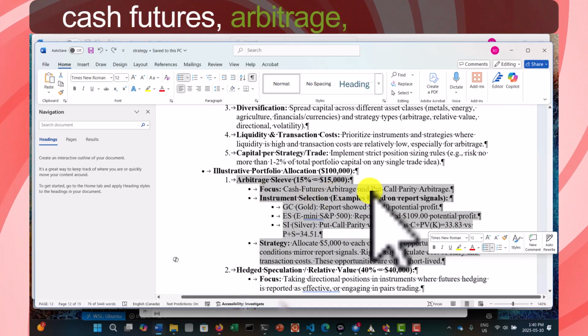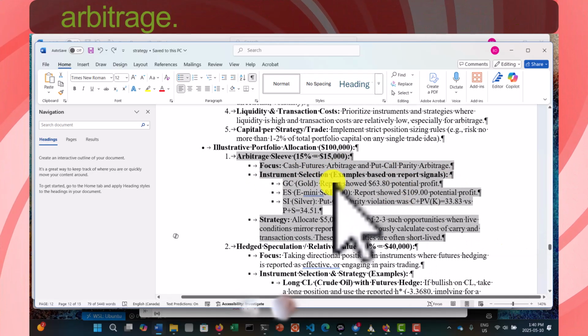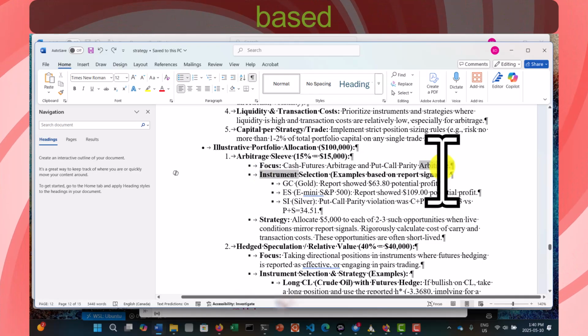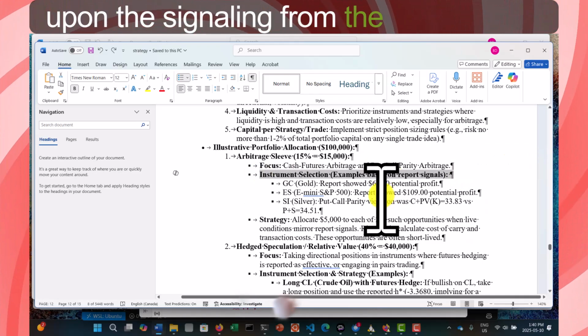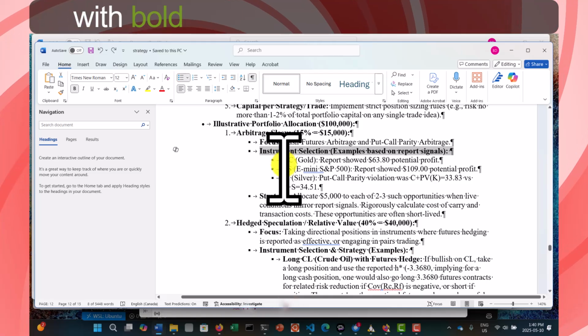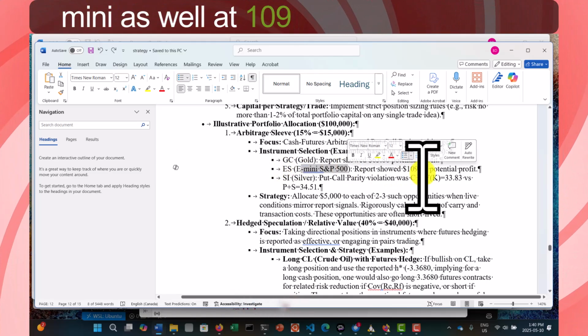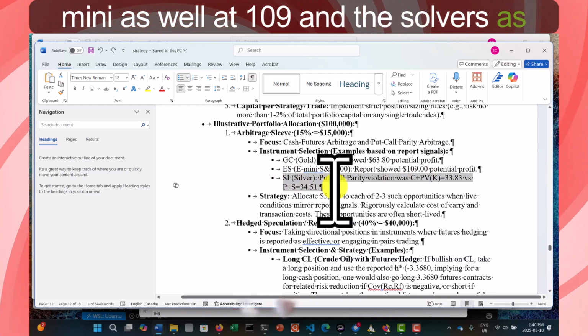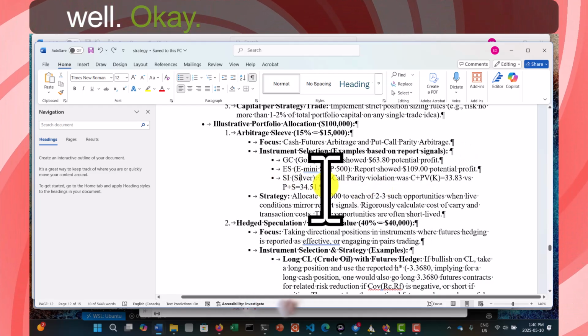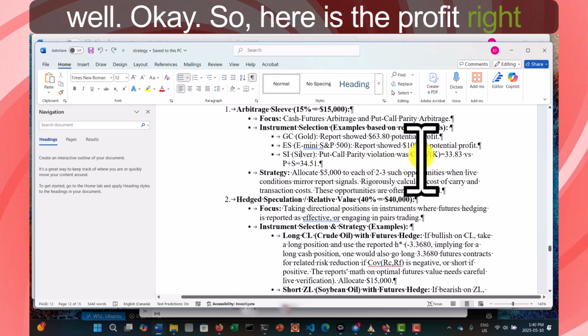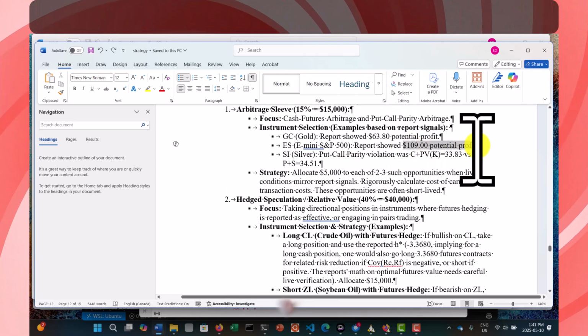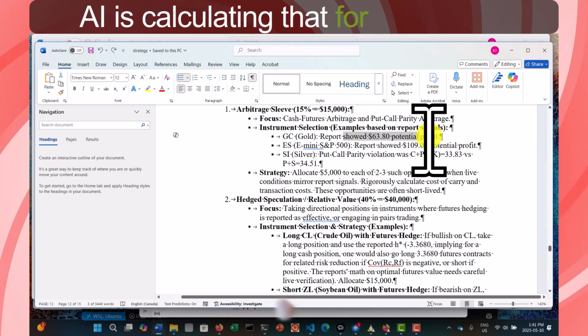Focus on cash futures, arbitrage, put-call parity, arbitrage. So that means you can trade based upon the signaling from the reports with gold, ES. You could also do the E-mini as well at 109 and the silver as well. Okay. So here is giving us potential profit right here. And the AI is calculating that for you.